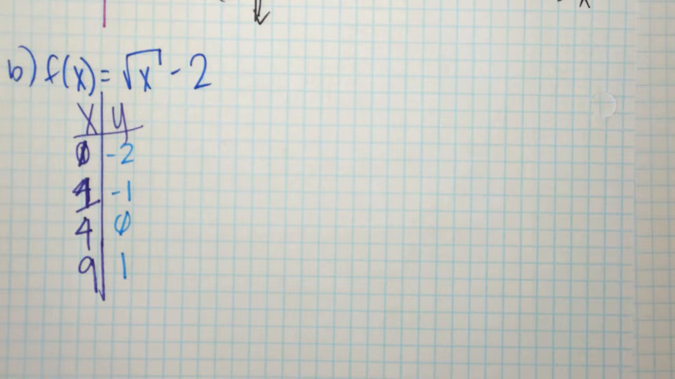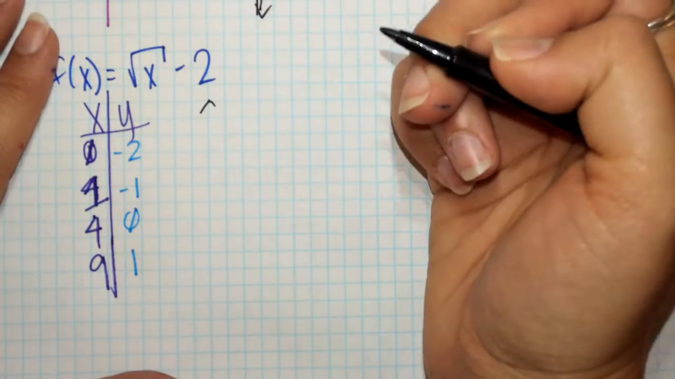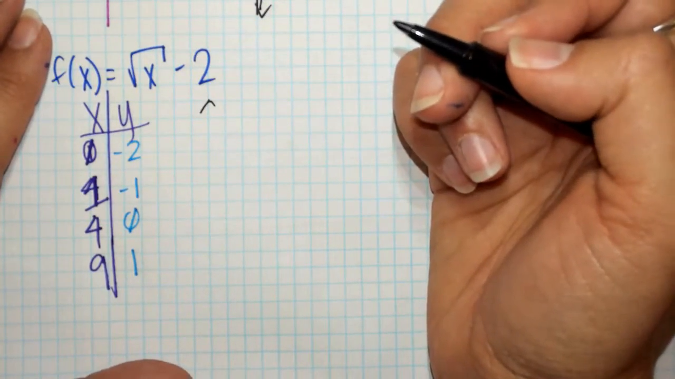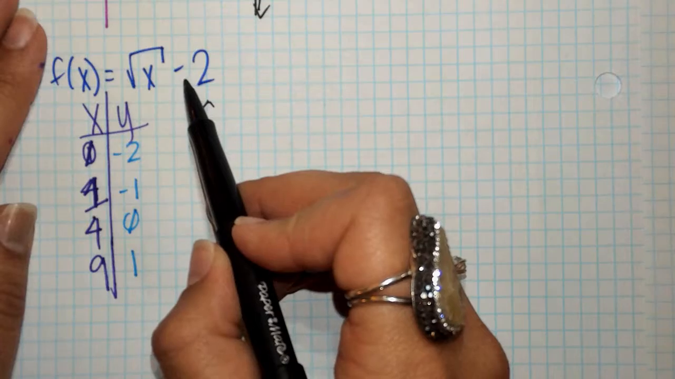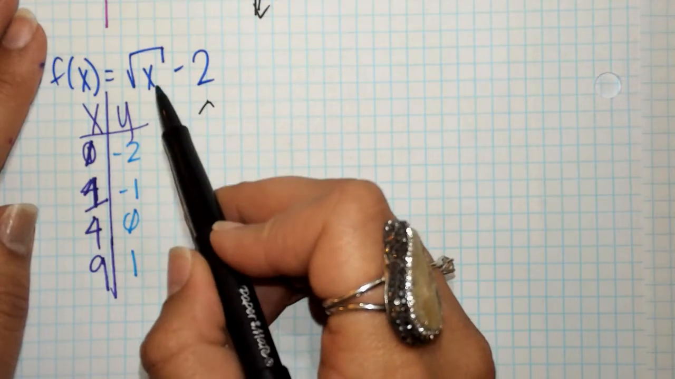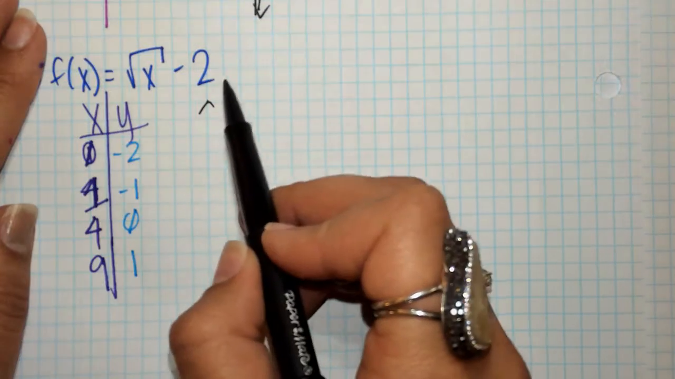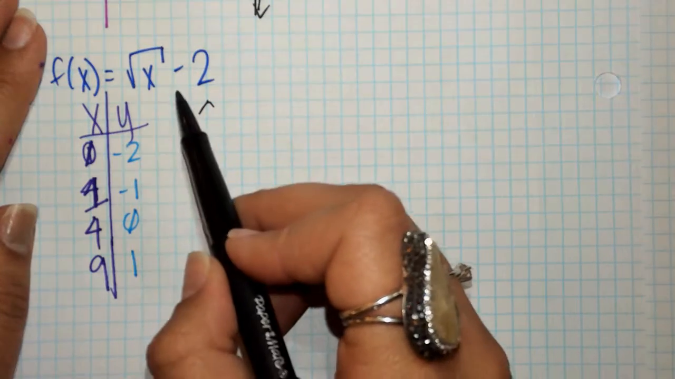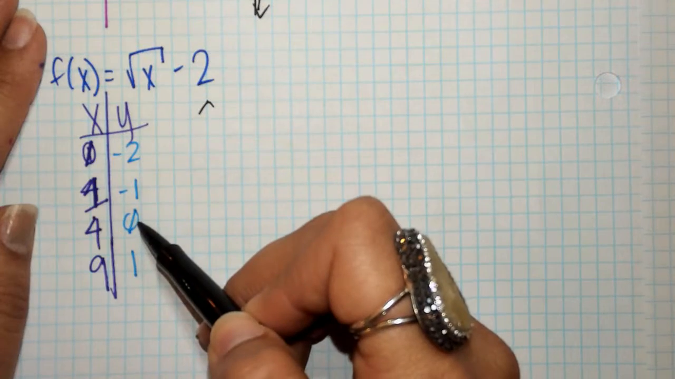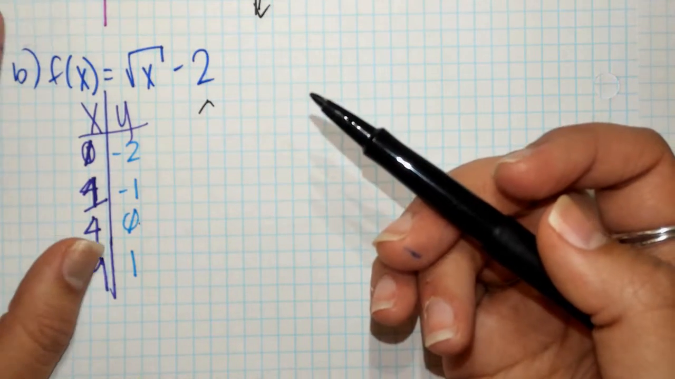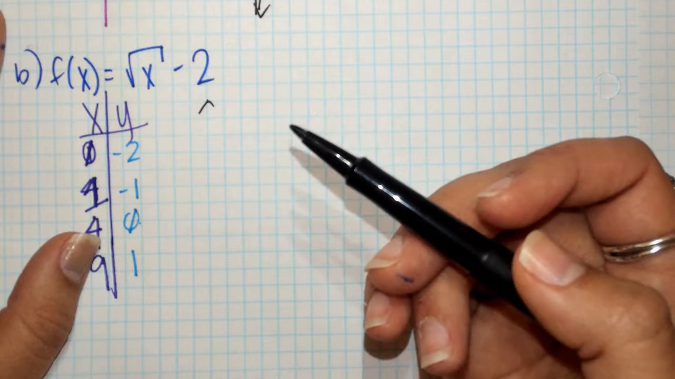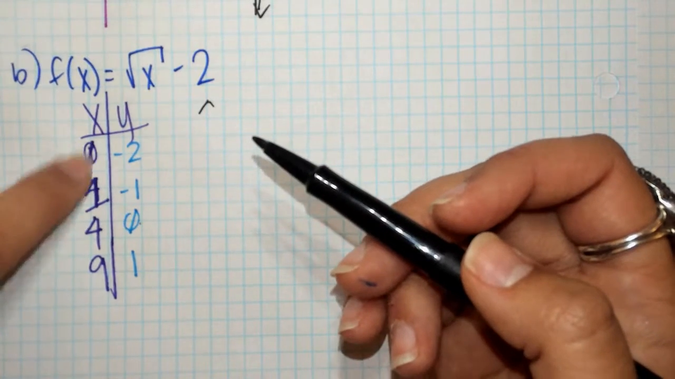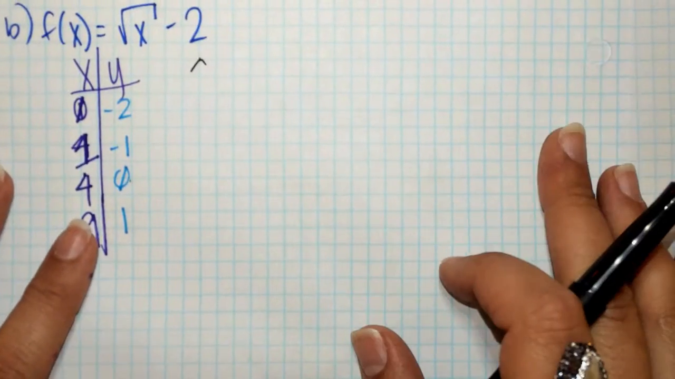Did y'all get that for your table? Yes. Negative 2, negative 1, 0, and 1. Awesome. How'd you get it? What's the square root of 0? What's 0 minus 2? What's the square root of 1? What's 1 minus 2? What's the square root of 4? What's 2 minus 2? We're just plugging in. Into your x's? But I told you you can't plug in negatives, and I told you what to plug in.